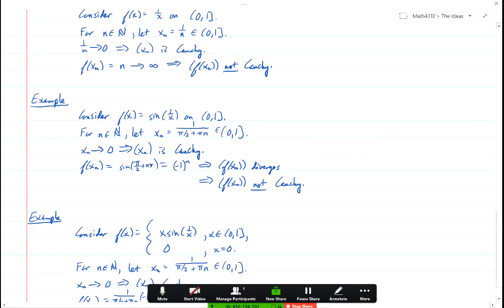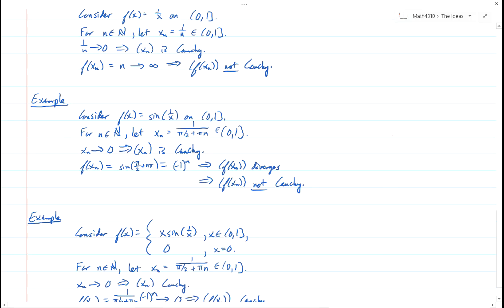Okay, so if I again consider some sequence of inputs, I show it here, 1 over (pi over 2 plus pi times n), that's all in the denominator. As n goes to infinity, x_n goes to 0. All right, so again, x_n is Cauchy. But sine of 1 over x_n is just going to be sine of pi over 2 plus n times pi. I just rewrote it as n times pi instead of pi times n there.